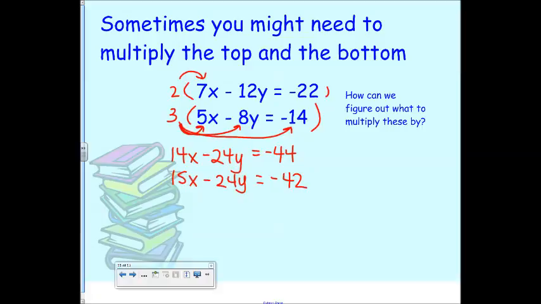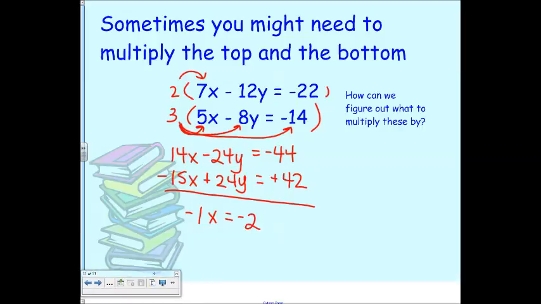Okay, so now, what's 14 minus 15? Negative 1. What happens with my y's? All right, so negative 1x equals, what's negative 44 plus 42? Negative 2. Good. How do I finish? Divide by negative 1, and you end up with x equals 2.